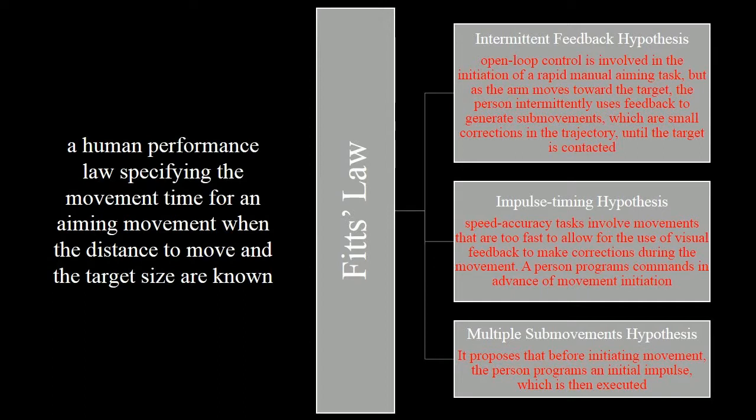Multiple submovements hypothesis adopts elements of both hypotheses, the intermittent feedback and impulse timing hypothesis. It proposes that before initiating movement, the person programs an initial impulse, which is then executed. If the movement is accurate, nothing further is required. But if feedback during the movement indicates that the movement will be inaccurate, the person prepares and executes submovements that adjust the initial velocity. This process continues until the person produces an accurate movement.